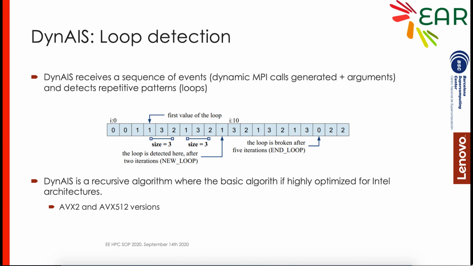New loop is one of the specific DENIES events. After that, every time it appears, DENIES will notify there is a new iteration. So this is a new iteration: 1, 3, 2, 1, 3, 2, new iteration again and again. And when there is an event that breaks the loop, an end loop event is reported to the library, and then the process of computing the application signature starts again, and so on.